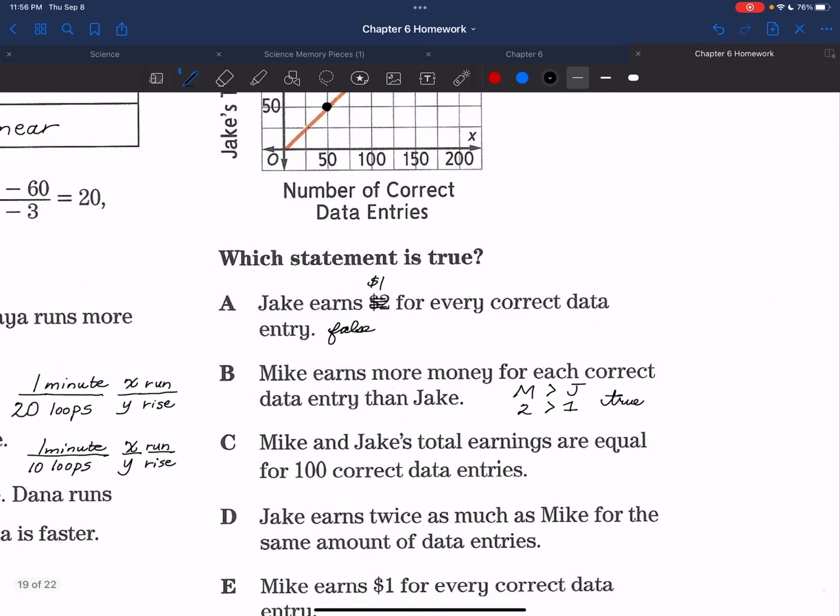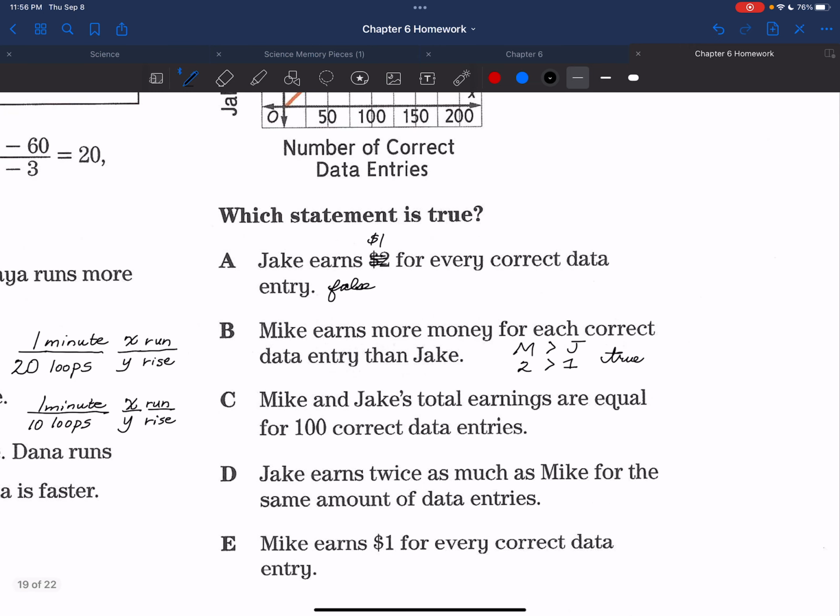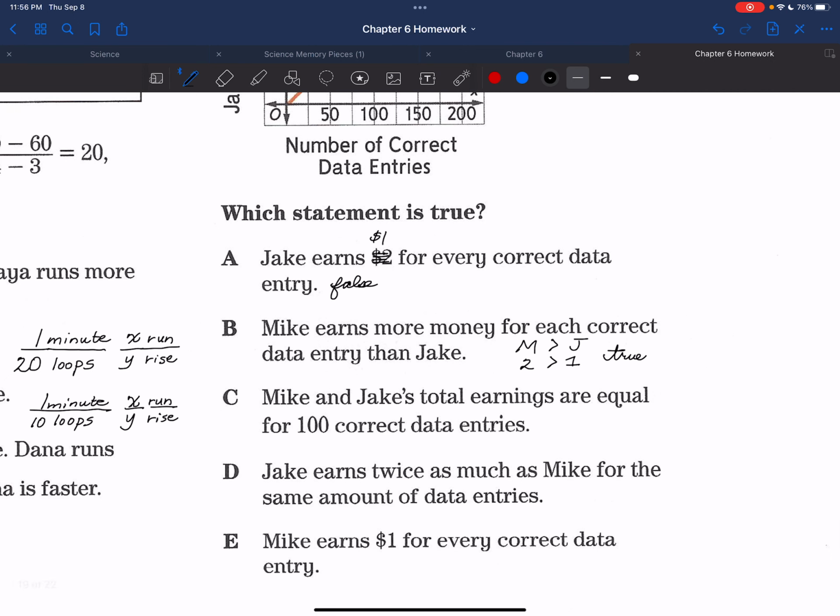That is a true statement. But I've learned my lesson. Mike and Jake's total earnings are equal for 100 correct data entries. Well, if their unit rates are not equal, their total earnings would not be equal. But let's just see. Let's put it in and see. Mike earns $2 for a correct entry, and we're going to make that be 100. And Jake earns $1 for each entry. So 200 equals 100? No, this is a false statement.